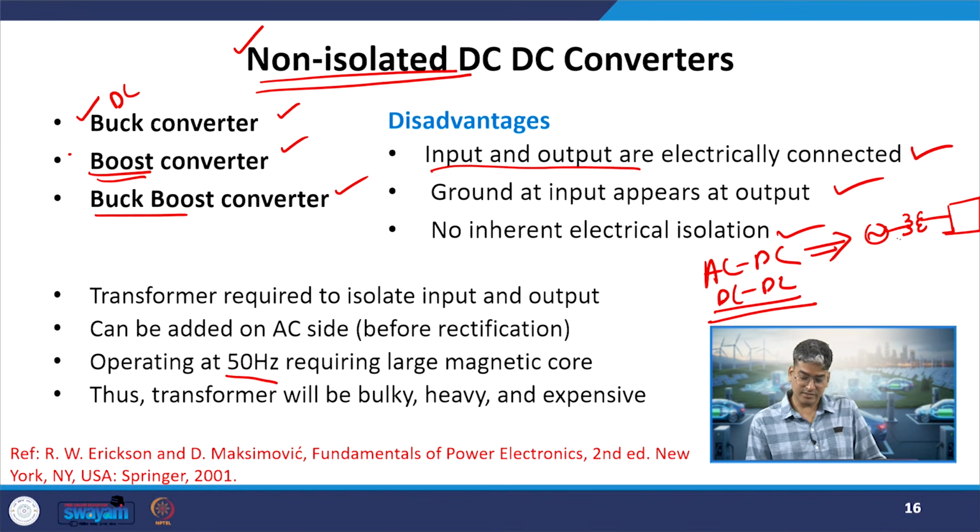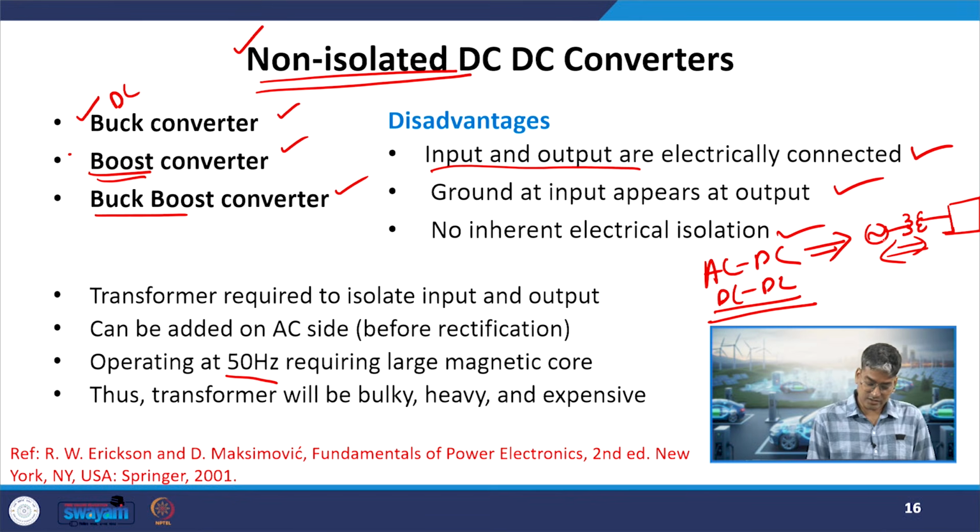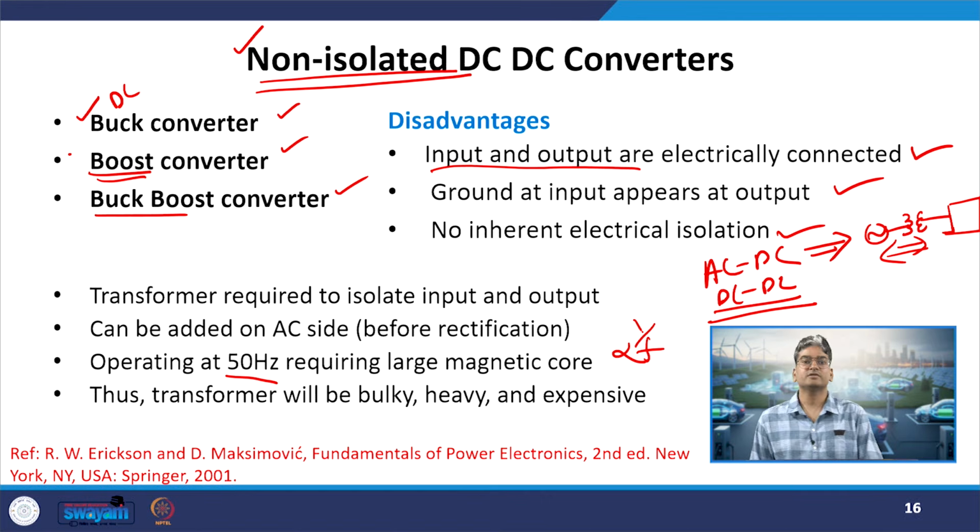So, I can meet the requirement of isolation by using a 50 Hz transformer at the grid side. But what will be the limitation of this 50 Hz transformer? It will be very bulky because the transformer size is inversely proportional to the switching frequency. If my frequency is less, it will have a bulkier size, or the core size will reduce when my switching frequency is higher. So a 50 Hz transformer, obviously, will be bulkier in size.